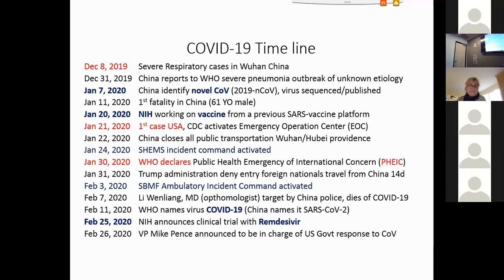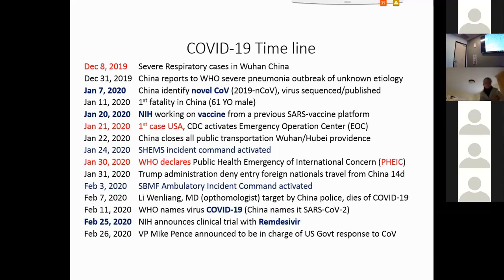And then on January 11th was the first fatality in China, a 61-year-old male. And then on January 20th, the NIH announced that they were working on a vaccine from a previous SARS platform. And then on the 21st, we had our first case in the United States, and the CDC activated their Emergency Operations Center. On the 22nd, China moved to close all public transportation within Wuhan and Hubei province.